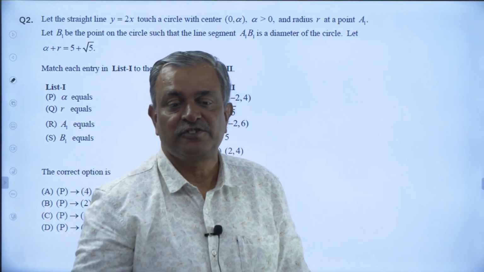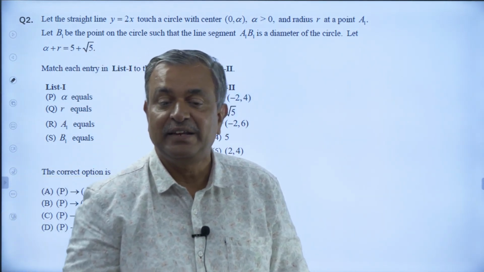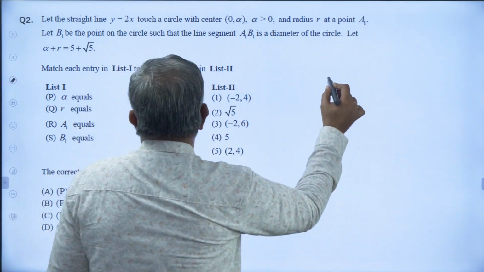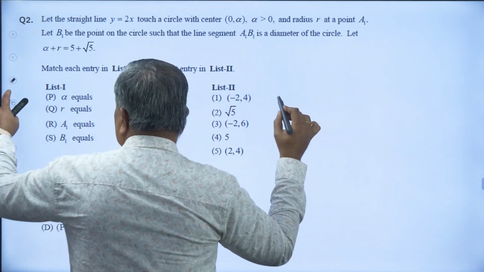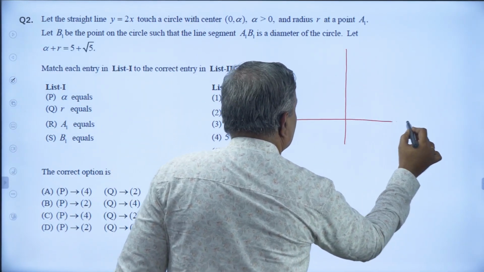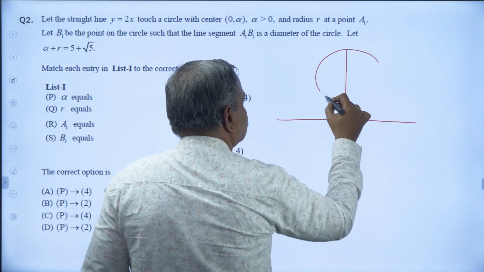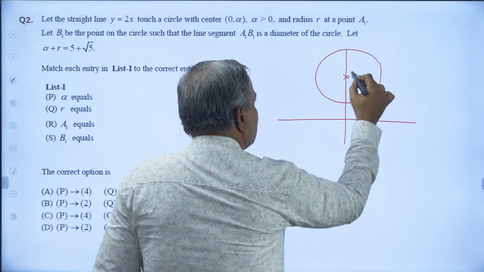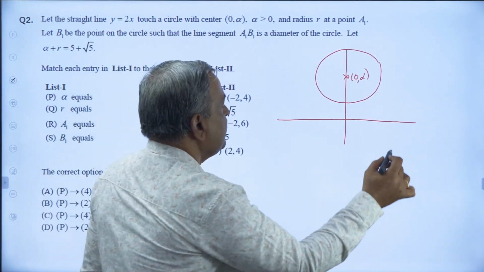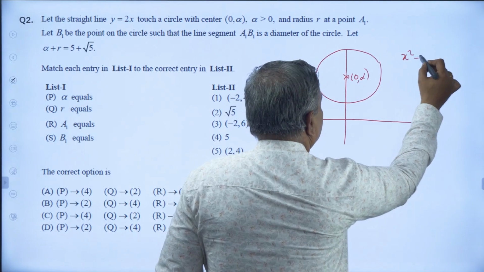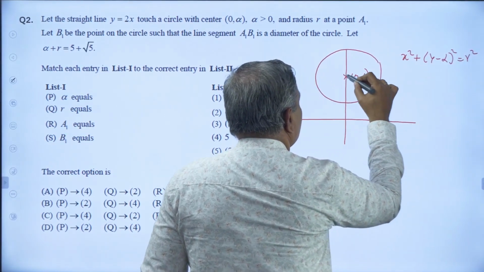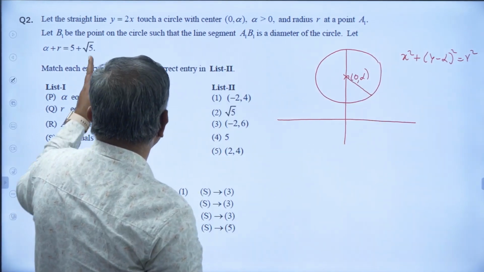Let the straight line y is equal to 2x touch the circle with center (0, alpha). First sentence. Okay, write it. You take a circle. This is the circle given. Center is (0, alpha). Immediately write the circle equation: x square plus (y minus alpha) whole square is equal to r square. We wrote this, whatever the information is given.